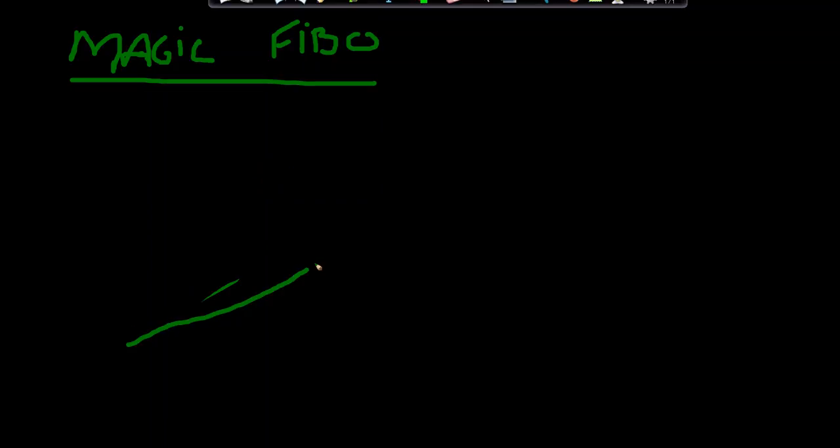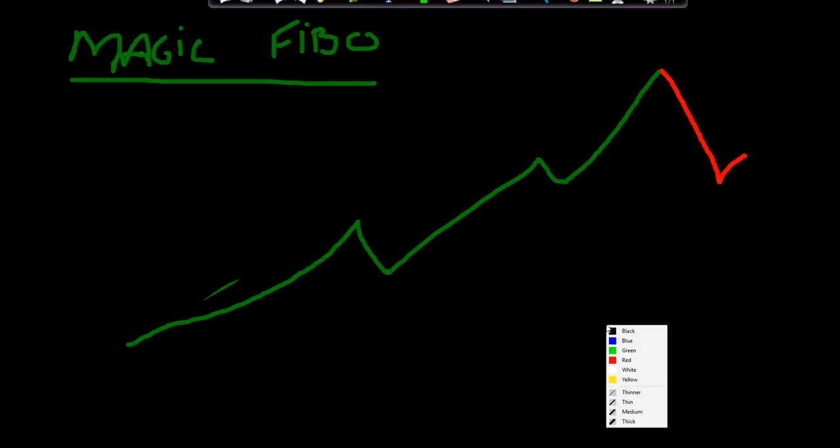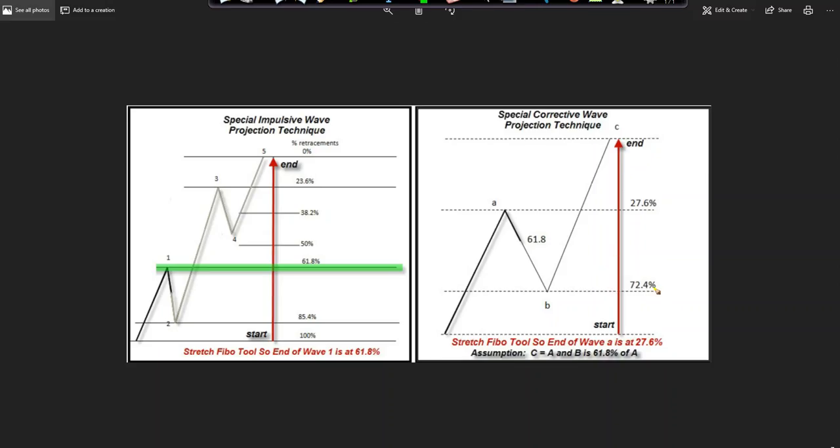So let's look at our impulsive move first. We have a move going up. And now we start our correction. We see the pullback come down, and it starts to go like that. And an experienced trader, subconsciously, not even looking at it, can grab that Fibo tool because they see the potential for this to be a correction. And what this Fibo tool does is you start it up here, and it has numbers on it, 72.4 and 27.6. So we start the Fibo here.